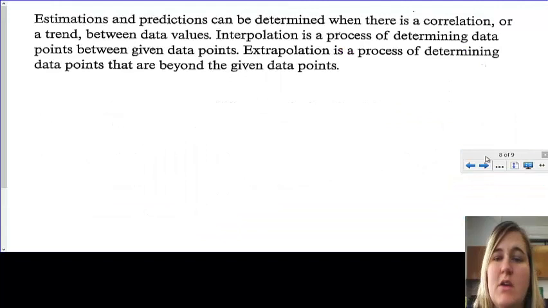Estimations and predictions can be determined when there is a correlation or a trend between data values. Interpolation is a process of determining data points between given data points. Extrapolation is a process of determining data points that are beyond the given data values.